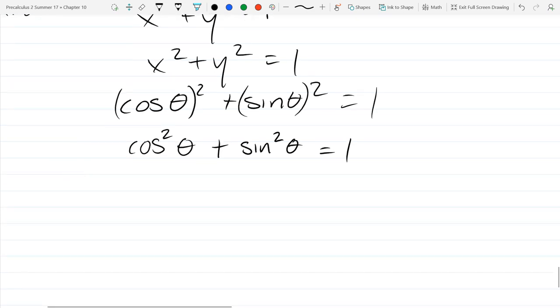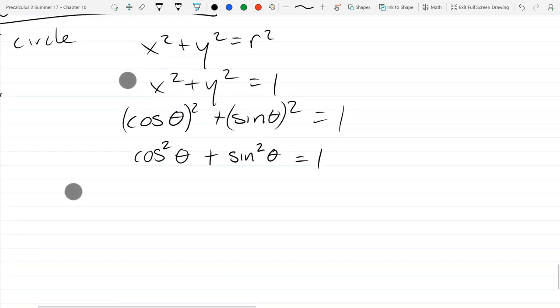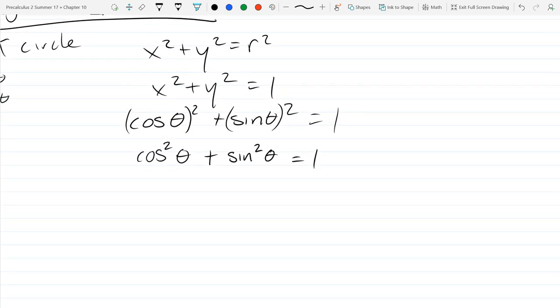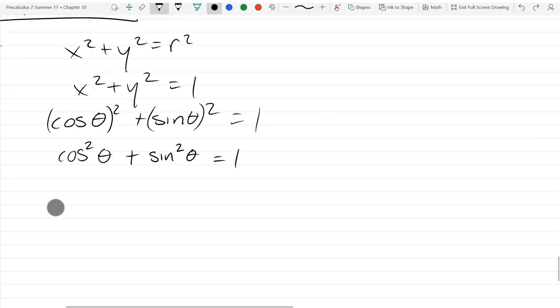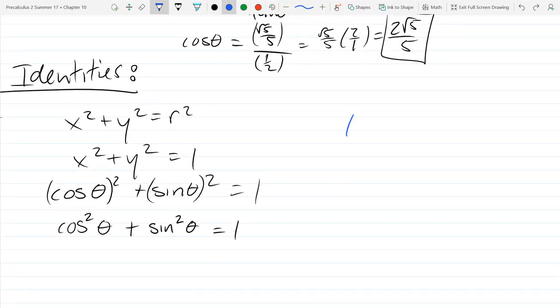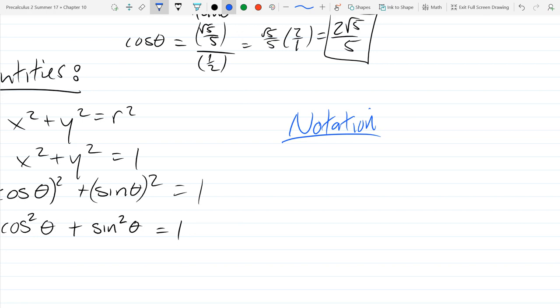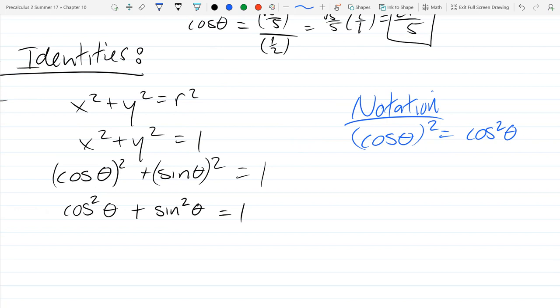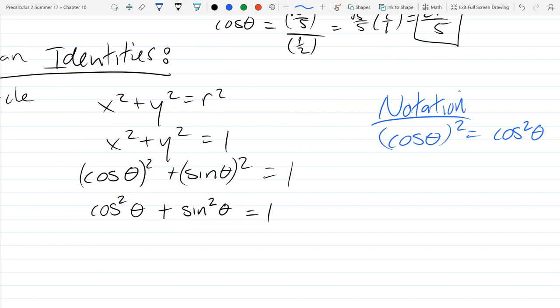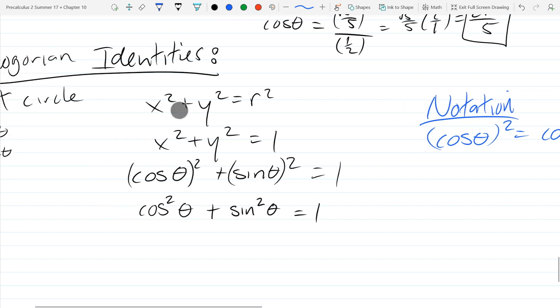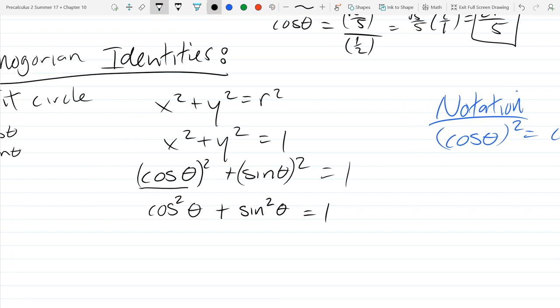And this is very unfortunate because, in my opinion, the exponential notation appears in a misleading place. So I'm going to write a little comment on notation over here. So when you see cos squared theta, just make sure you know you're taking the whole cosine theta and then squaring that. All right, so there's our first Pythagorean identity right there.